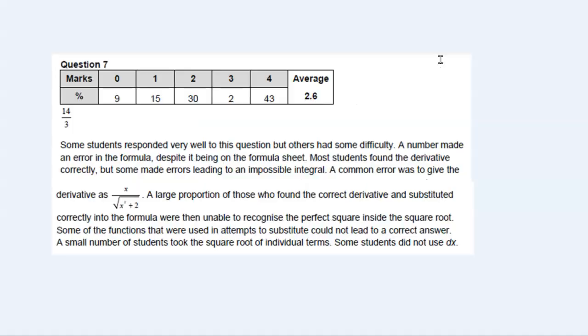So a note from the assessor's report. It said that there were errors in the formulae. Now it says despite it being on the formula sheet, it's hidden within that formula sheet. So it is there, but it's within another formula.